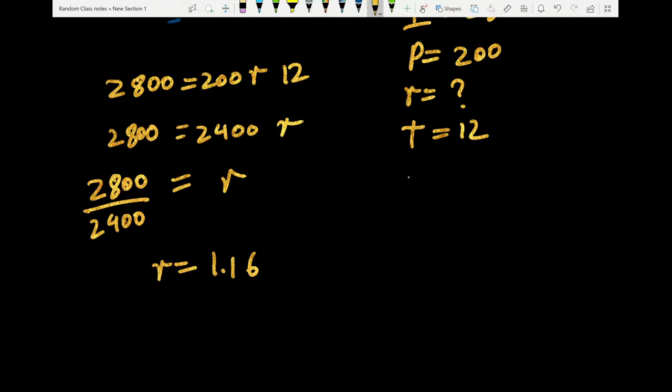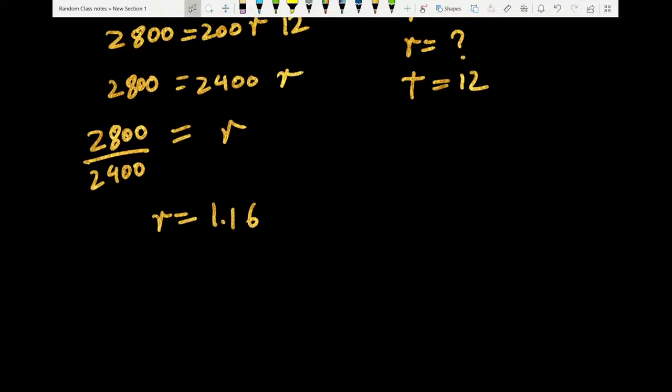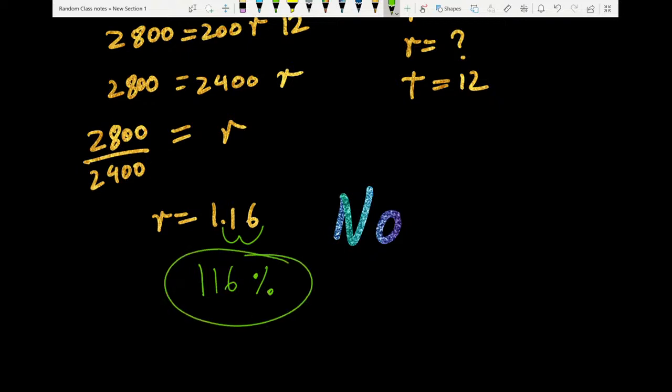Wait, you're saying 1.25? What am I doing wrong? 200 times 12 is 2,400. Yeah, it's giving me 1.16. So when I divide that, the interest is 1.16%. Don't forget to convert that to a percent. It becomes 1.16%. That's the interest rate you have.